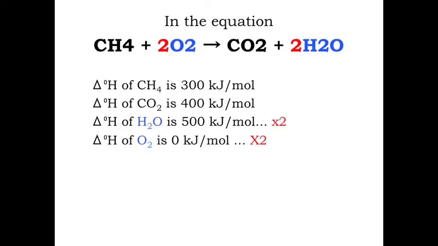In the equation, we notice that O2 and H2O both have 2's as their coefficients. Now to account for this in the final equation, we're going to need to multiply 500 by 2 to account for the 2H2O, and 0 times 2 to account for the 2O2.